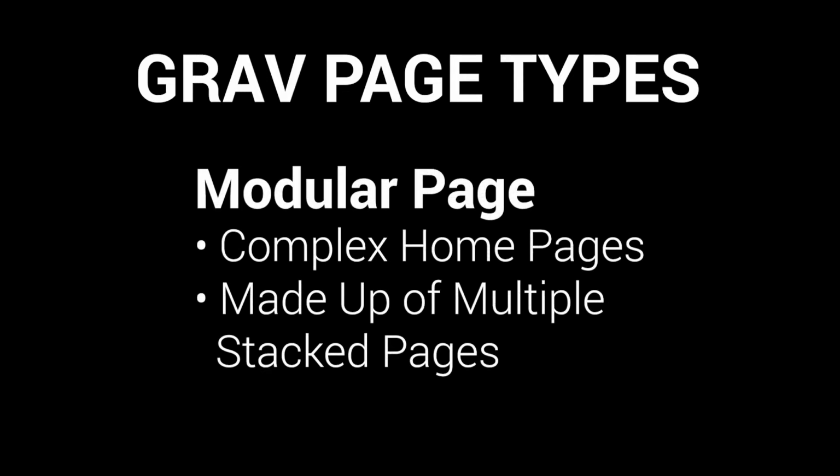Lastly, we have the modular page. A modular page is a special type of listing page where a collection of pages are stacked on top of each other to create a unified, single experience. This enables you to present different types of content on a single page.